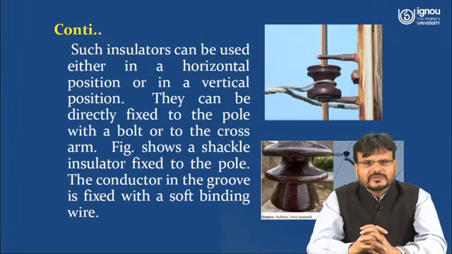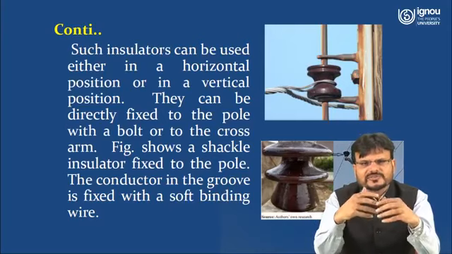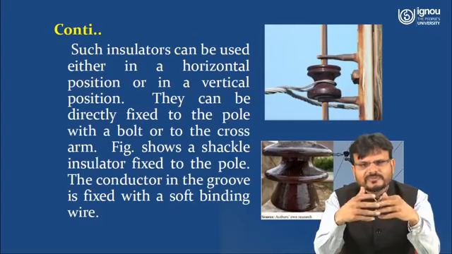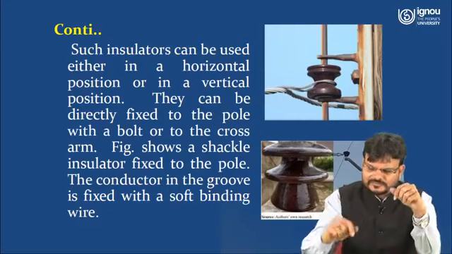Such insulators can be used either in a horizontal position or in a vertical position. They can be directly fixed to the pole with a bolt or to the cross arm. This figure shows the shackle insulator fixed to the poles. The conductor in the groove is fixed with a soft binding. That means you can use some wire to bind this type of insulator when you are using the shackle insulator and putting it on the cross arm.